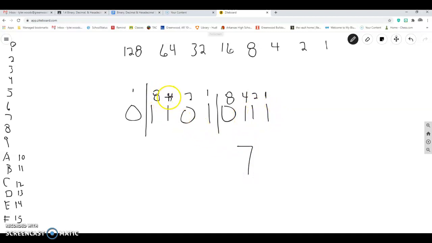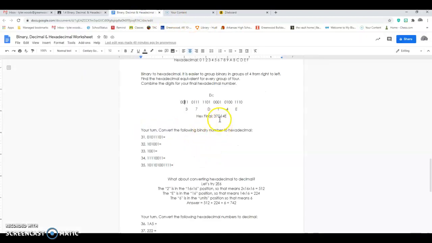This one would be 8 plus 4 plus 1, which is 13. So this one, the answer would be, I would change the 13 to a D. This one would be D7 is my answer. Okay, I kind of made this one up, but that is the way that you convert a binary number from zeros and ones to hexadecimal numbers.